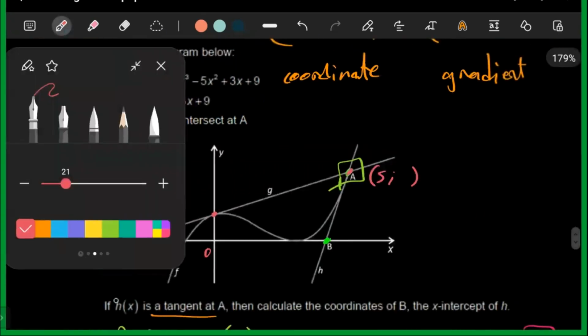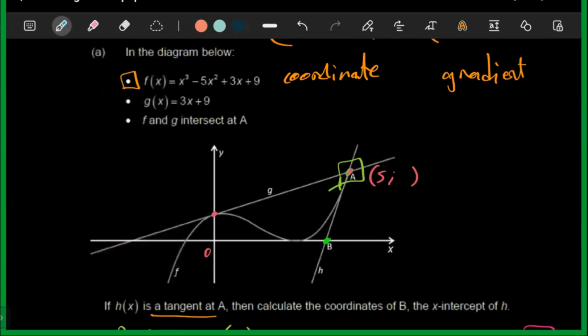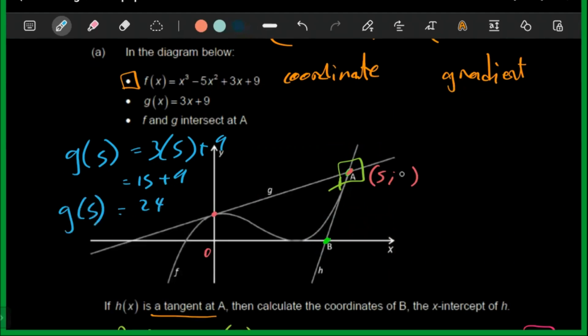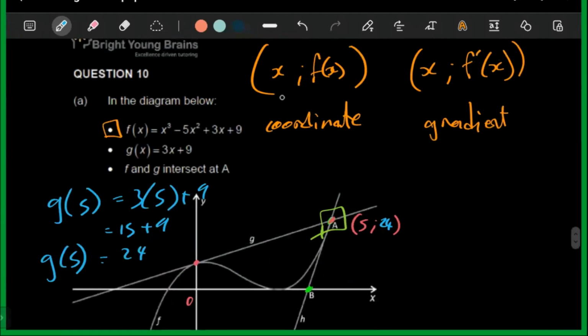Getting the y value there is obviously necessary, because we're trying to get as much information as we can from this sketch to eventually get the equation of h. Getting the y value, we can throw it into this equation of g here. The x value is a 5. Put a 5 there. 5 times 3 is a 15, so 15 plus 9, and then you have 24 as the answer. So now you have a coordinate that the graph and the tangent pass through.